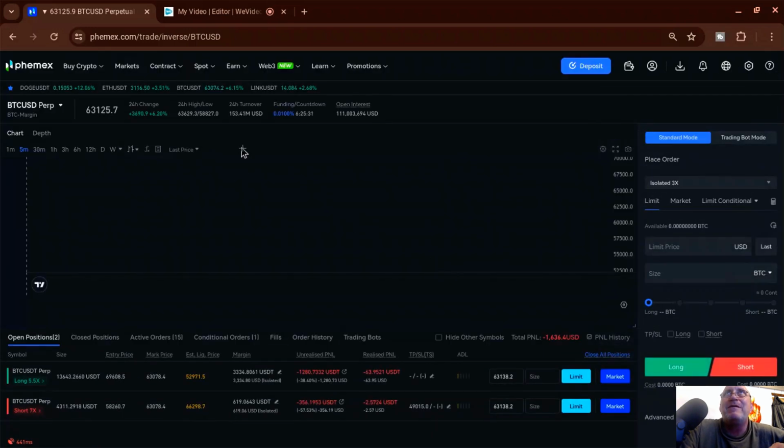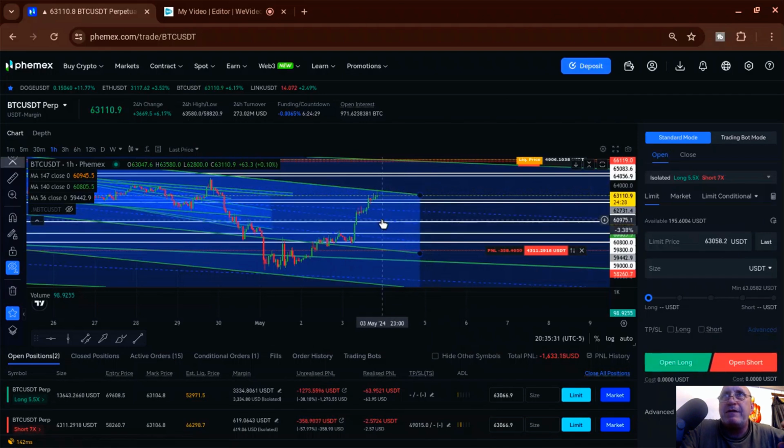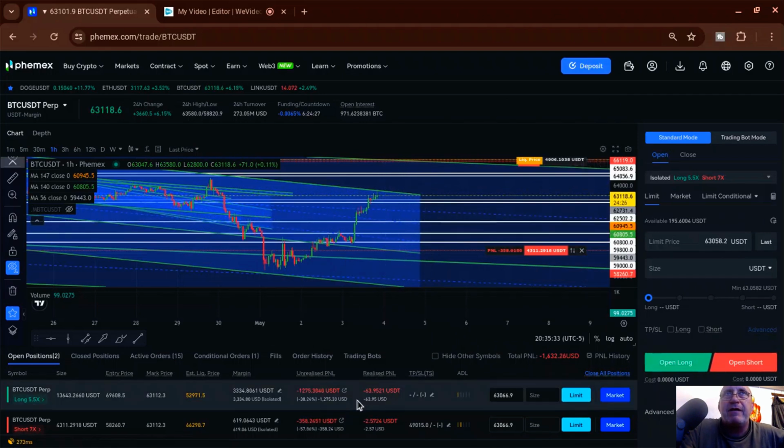Now let's go over to my real chart. Before I zoom out and show you the levels to watch, I want to show you my trade down here on the bottom.